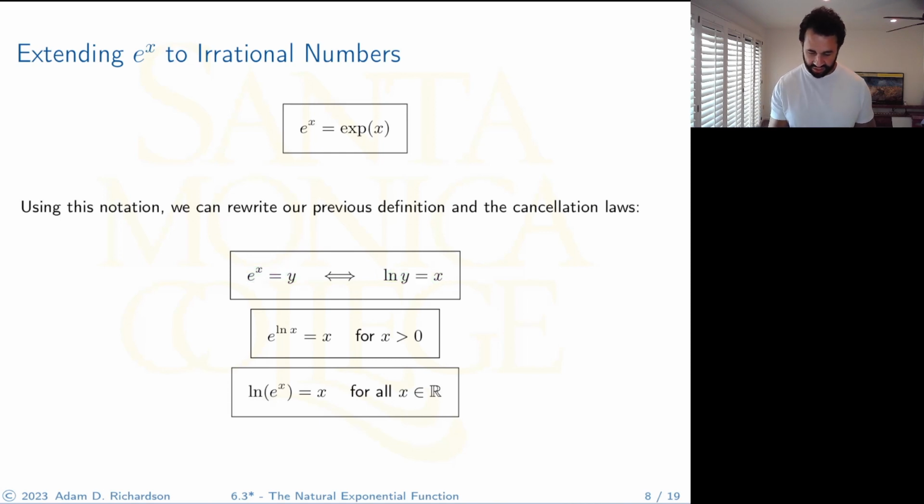This is what the cancellation equations now look like. e to the ln of x equals x for positive x's, and ln of e to the x equals x for any real number. There you go. Everything just falls right out. Some other things are going to fall out.